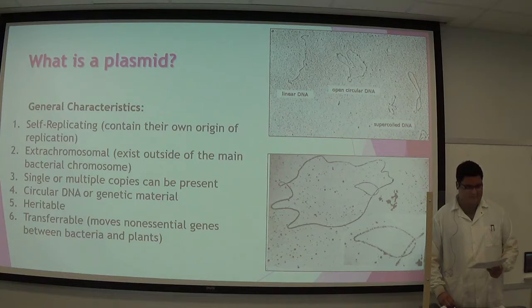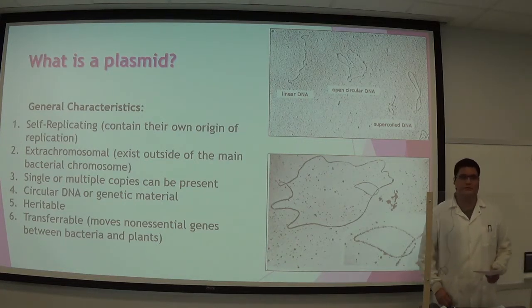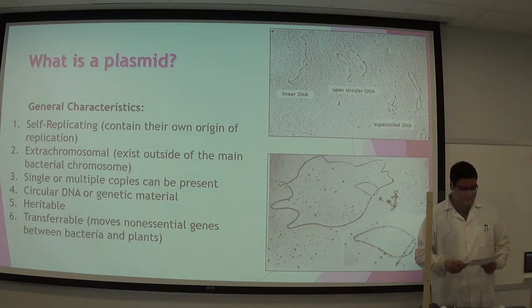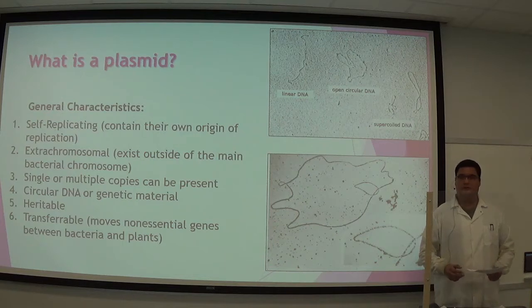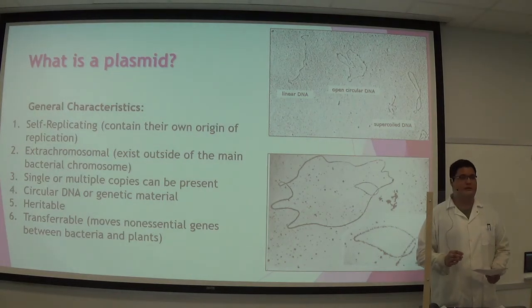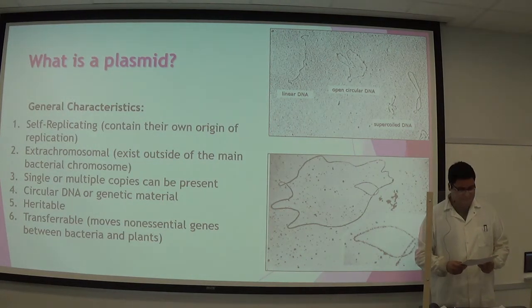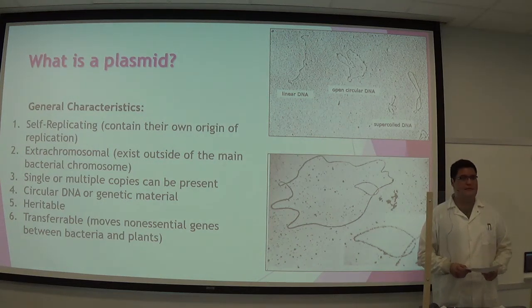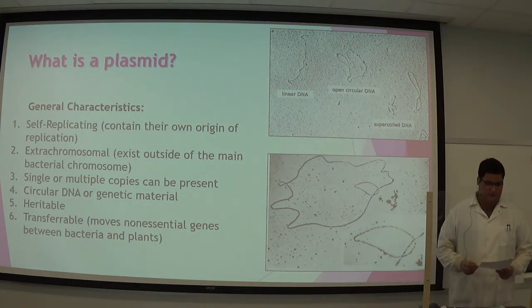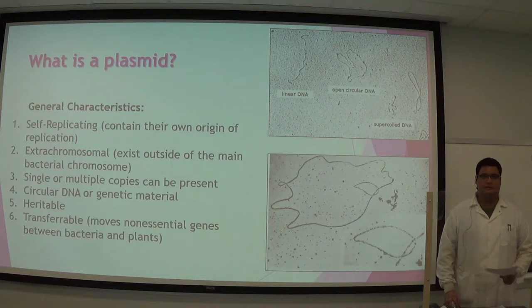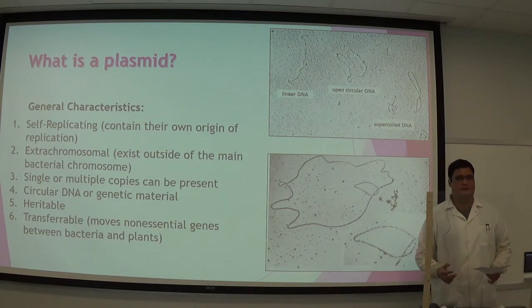Here we define it as being self-replicating, meaning it has its own origin point, which is where a DNA polymerase is going to come in and start to replicate it. It's also extrachromosomal, so here we define it as not being part of the bacteria's genome. So it's non-essential. The bacteria does not absolutely need the plasmid to survive. A bacteria can also have single or multiple plasmids within their cell. So each plasmid can encode something different, or they can just all be copies of the same thing.